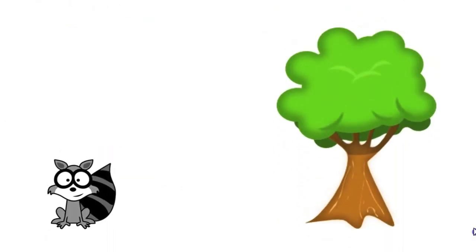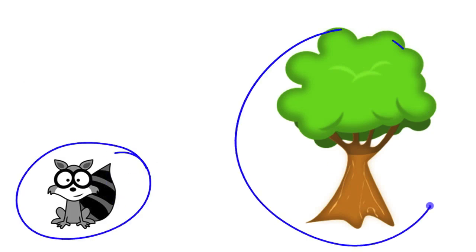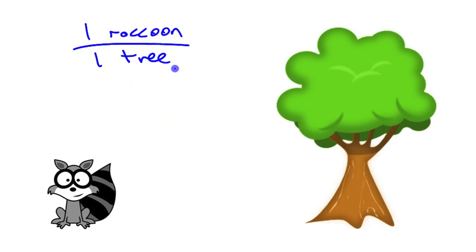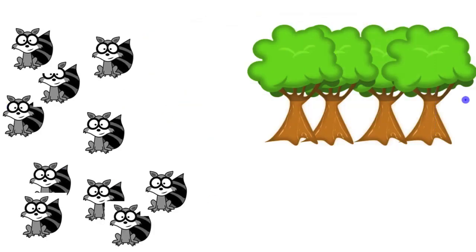The last thing I want to look at is this little raccoon in this tree here. If we have one raccoon and one tree, we could say we have one raccoon per tree. He's got one tree to live in, one raccoon in that tree. But let's say we had more here. Let's say we had a bunch of these raccoons. So let's say we have 10 raccoons and 4 trees there.